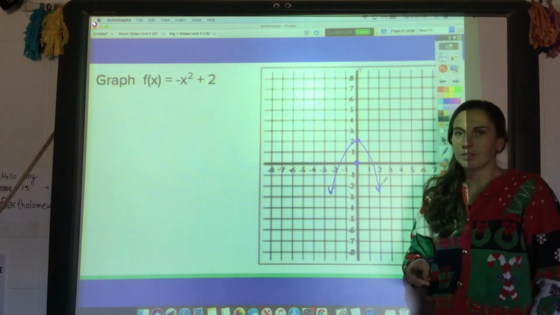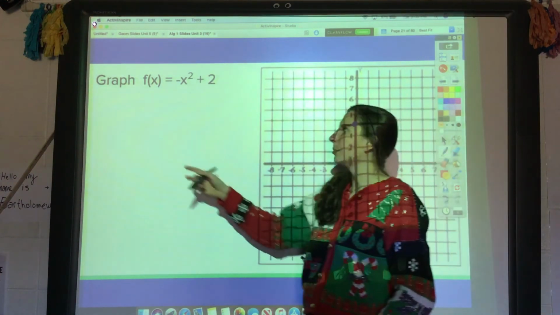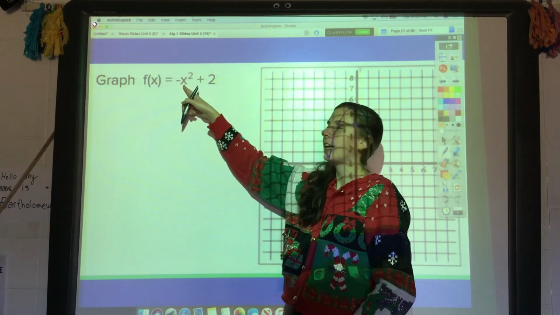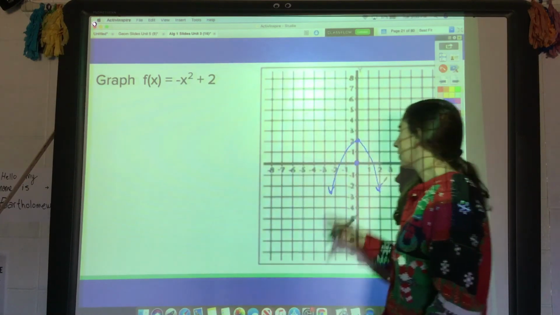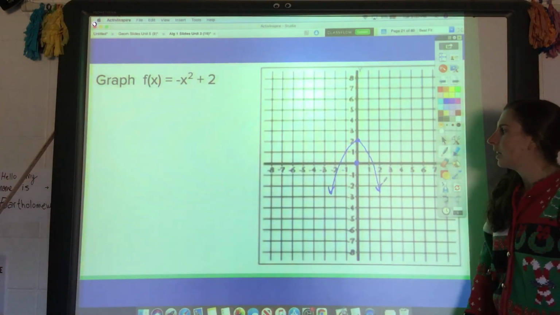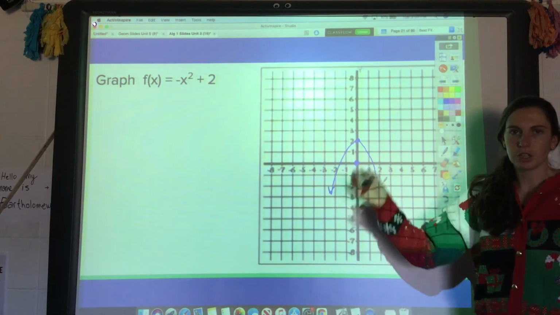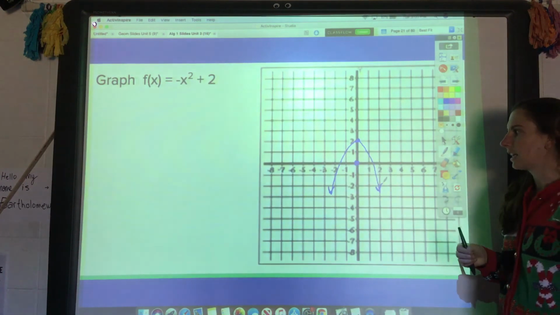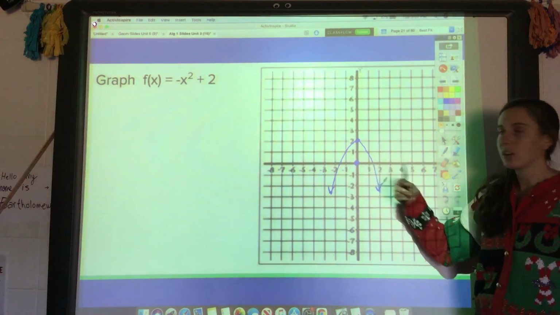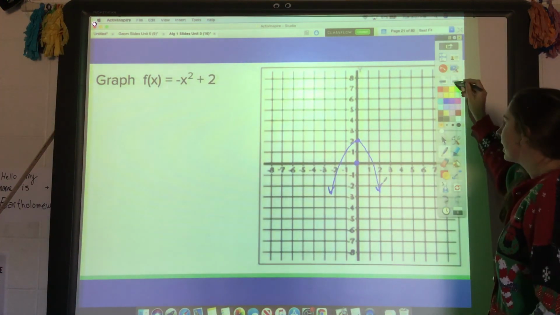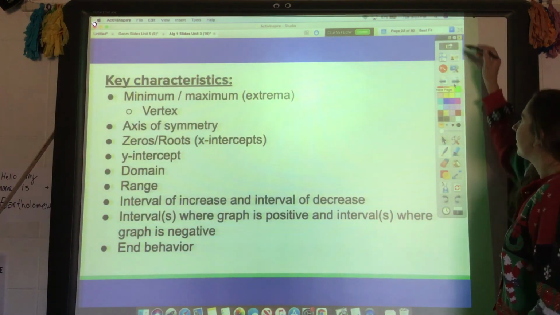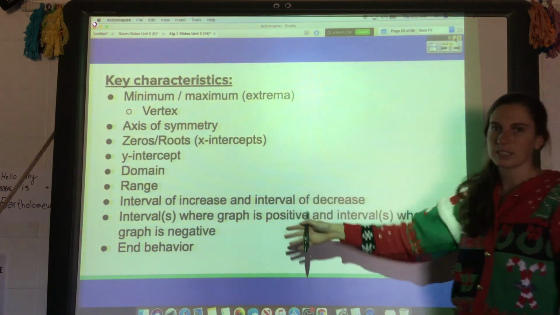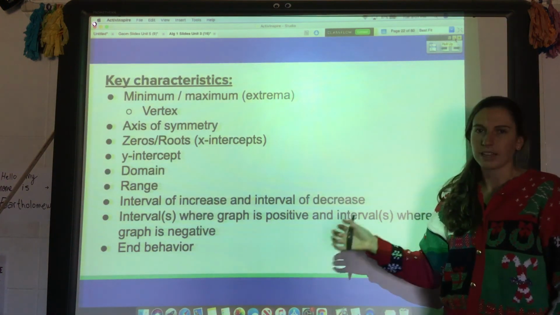This is also kind of in vertex form. The vertex here would be 0 because there's nothing there, and then 2, which is what I have here. Again, you could use Desmos, you could make a table, any of those things, but that's a pretty quick, easy graph to do. So you can use these graphs to identify some important characteristics of the function. We're going to talk about this in the next video.